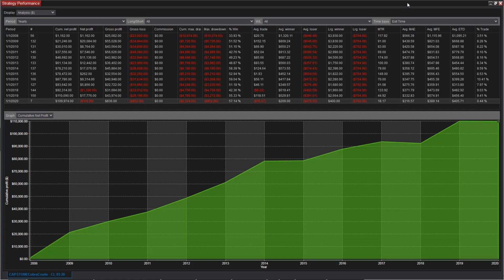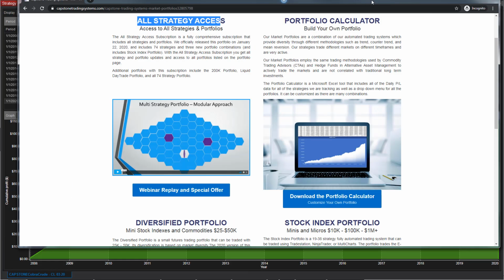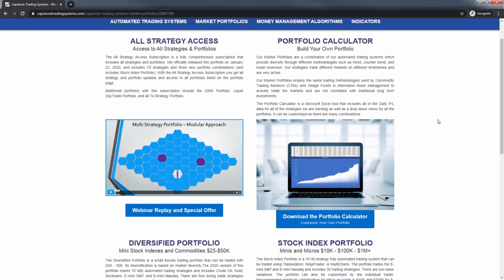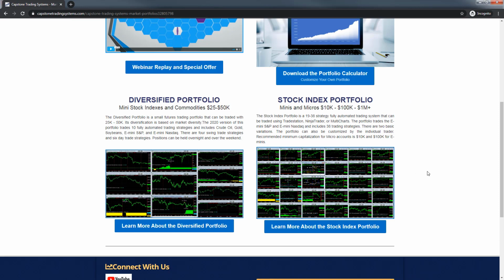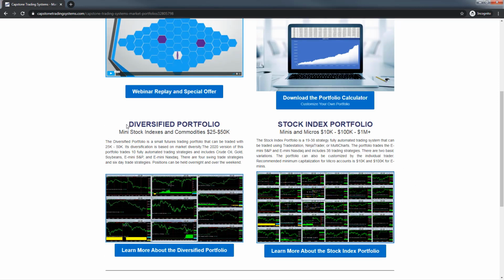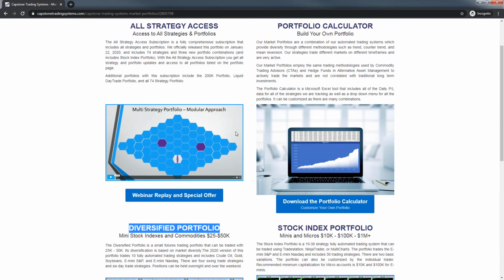And that is Cobra Crude 2020. How does it work in the portfolios? We basically have 3 different portfolio setups. We have the diversified portfolio, which is about 10 strategies. You can trade 25 to 50K. The stock index portfolio, and we have all the NinjaTrader 8 strategies for the stock index portfolio. And we will be done with all the diversified portfolios in NinjaTrader 8 by Friday.